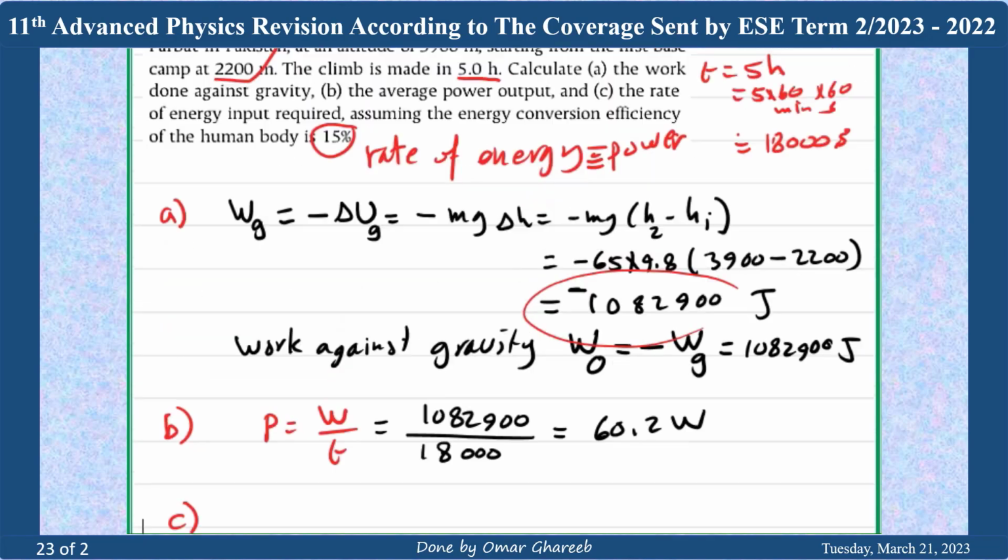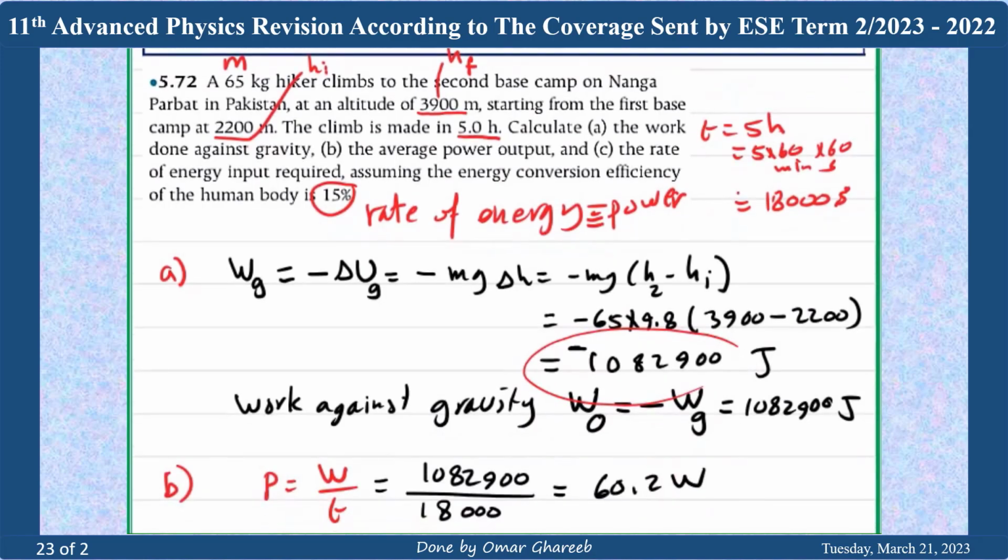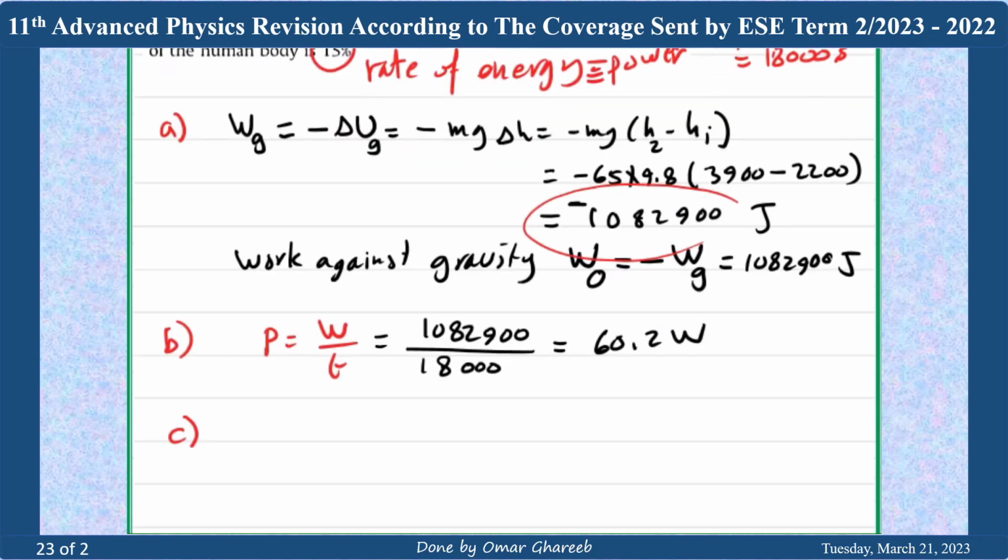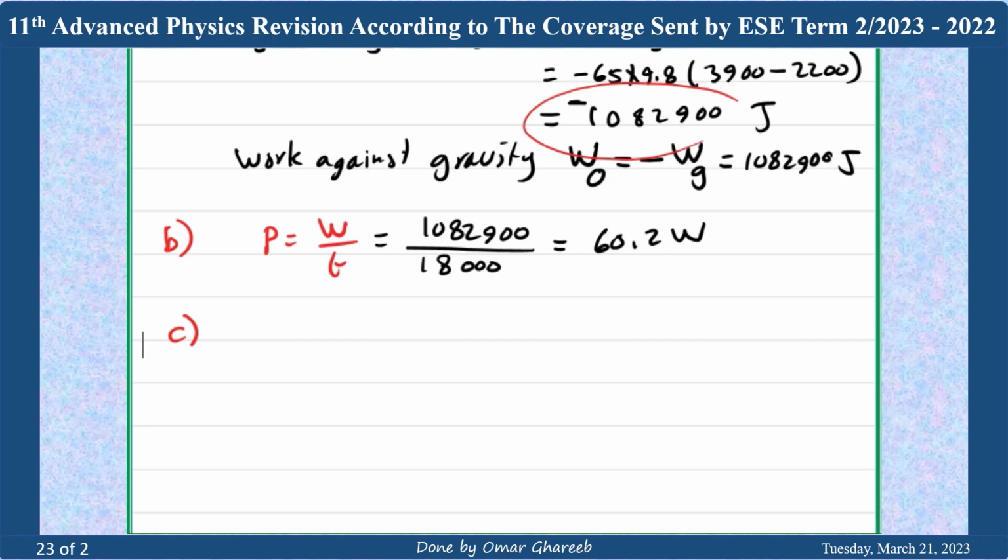Now for part C, the rate of energy input required, assuming the efficiency of the human body is 15%. My belief, the manual of the book is wrong here, because the manual of the book answer is for the energy, and the question is for the rate of energy. Rate of energy means power.